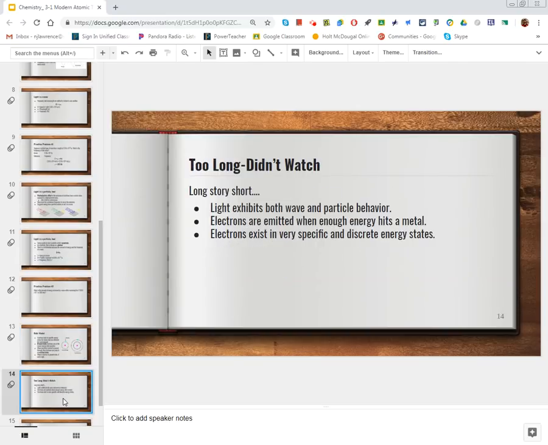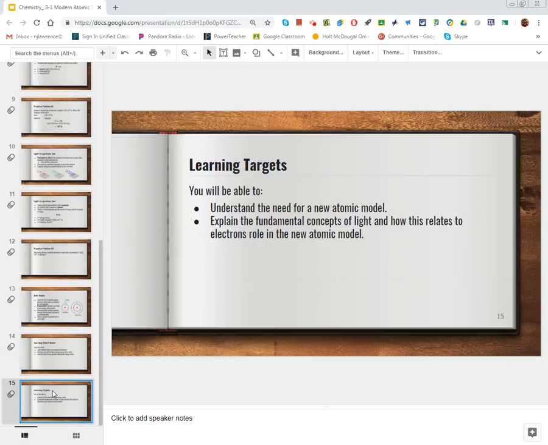So again, what did you see in this video? Light is both a wave and a particle. You see the electrons are emitted, meaning they're released, when energy hits a metal. So electrons get kicked off when certain energy from certain light hits that metal. And then we see the electrons exist in very specific and discrete energy states. And this, again, is just the beginning of what we're about to do in quantum theory.